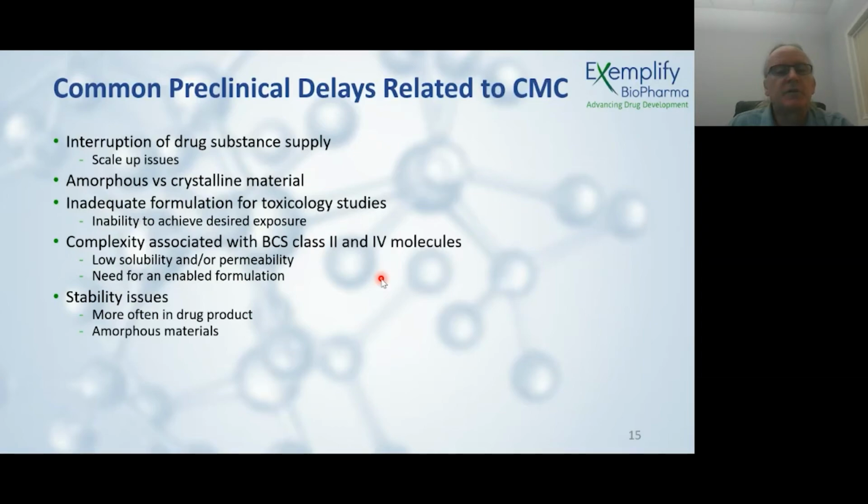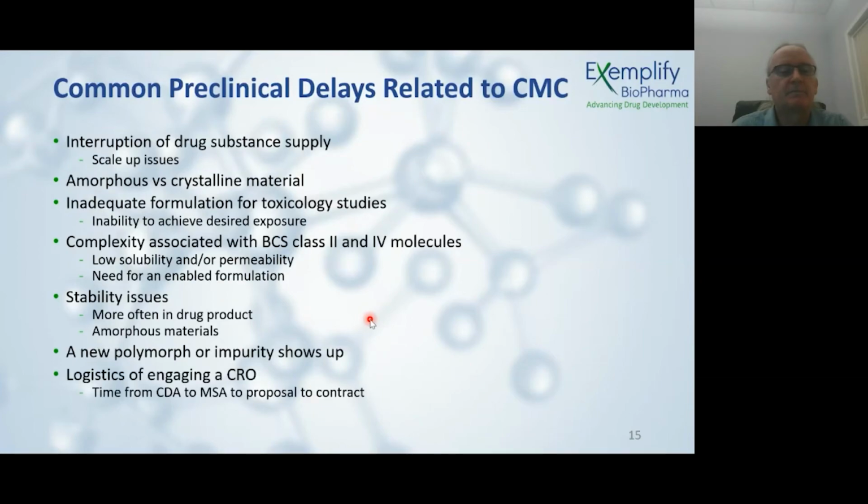Again, stability issues do occur, and they're not generally predictable. Most often they're in the drug product, and most often they're associated with materials that are amorphous. So amorphous materials typically have poorer chemical stability and also poorer physical stability than crystalline materials. And there's always the bad day, let's say, when a new polymorph or a new impurity shows up that you haven't seen before, and you obviously need to take time to figure out how to fix or solve that problem.